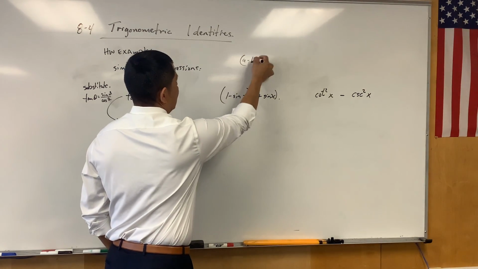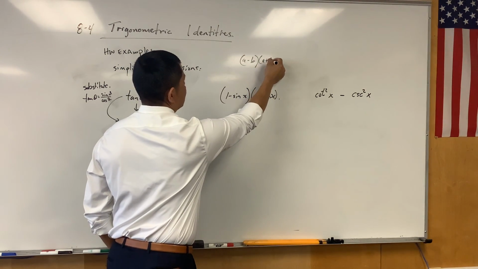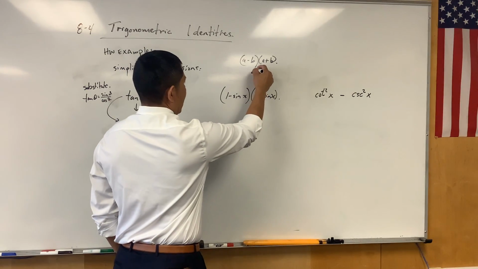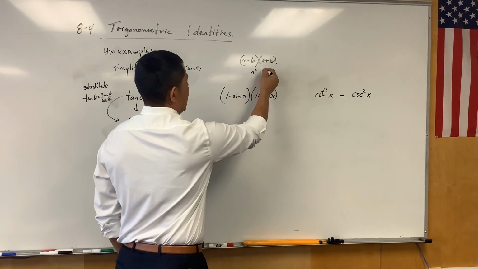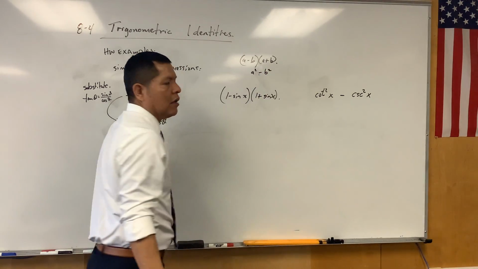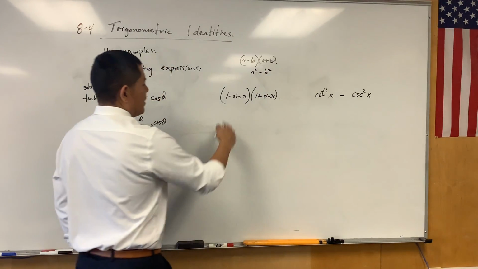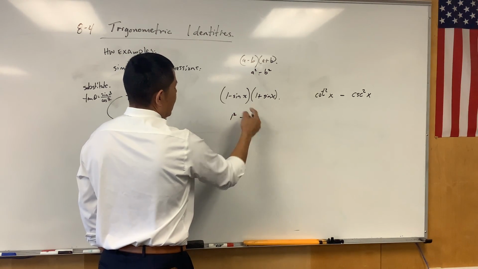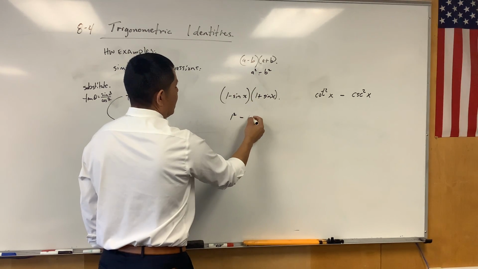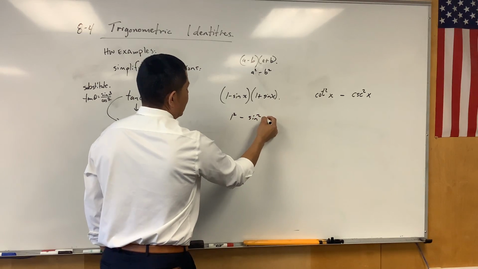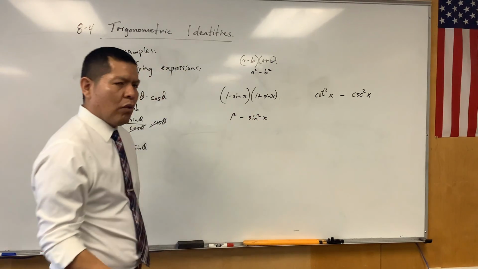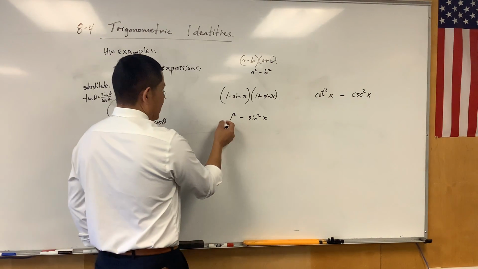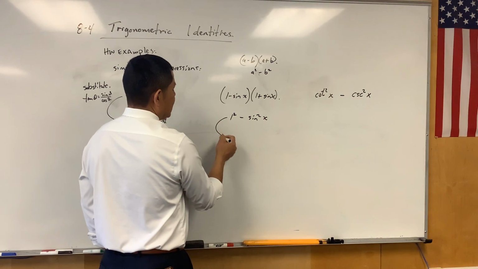And in this case, if you'll notice, this is a difference of squares, right? A minus b times a plus b. That's a difference of squares. So that's going to be a squared minus b squared. So that says if we do FOIL, right, we get 1 squared, the two middle terms cancel, minus the sine squared of x.